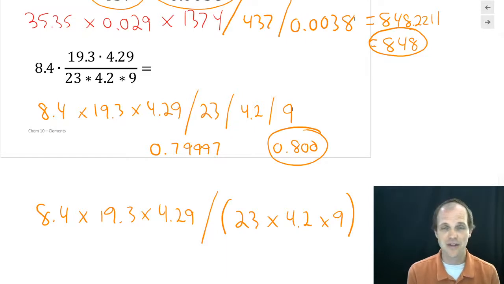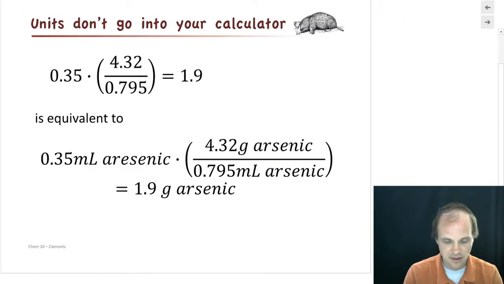I don't mind either way that you do it. How I do it is I do it the first way. Everything on the top gets a multiply, everything on the bottom gets a divide. The only time I end up using parentheses is when I've got addition and subtraction as part of my numerator or denominator, and we'll see an example of that in a moment. Okay.